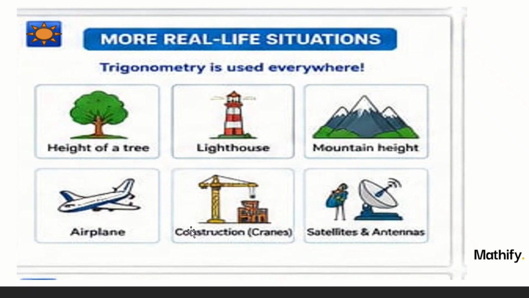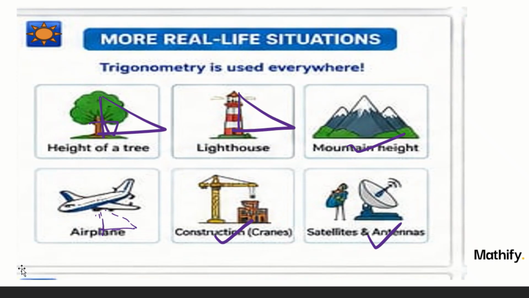Now, there are some more real life situations where trigonometry is used in our everyday life. If you want to find the height of a tree, you can easily find it by making a right angle triangle. In the same way, for the height of a lighthouse, the height of a mountain, the height of an aeroplane, you can also find the height of cranes, satellites and antennas.